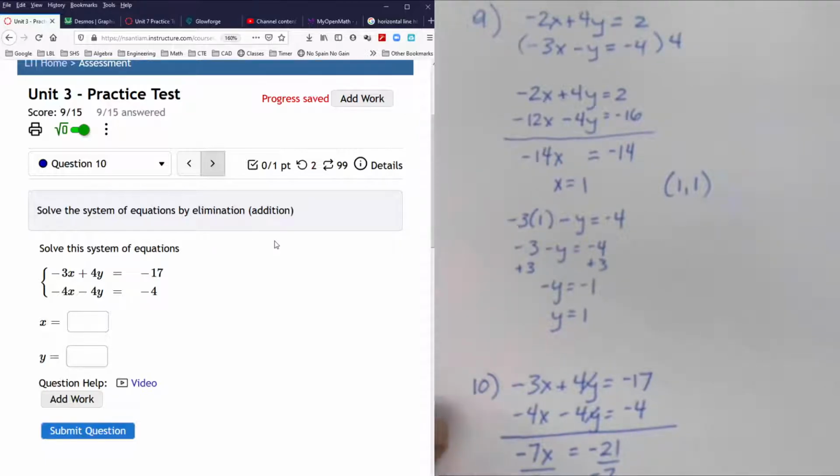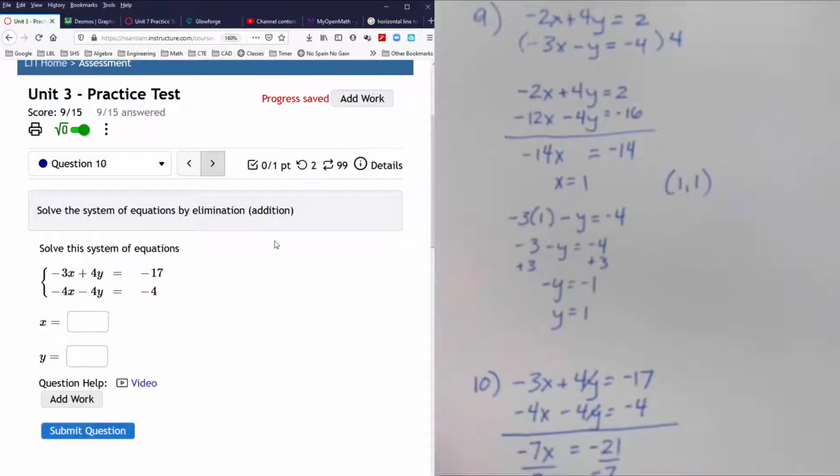And so I can take that value, plug it into any one of the other equations. I'll just go to the first one, minus 3x plus 3 times 3 plus 4 times y should be negative 17. And so I get negative 9 plus 4y is equal to negative 17. Add 9 to both sides. I get 4y is equal to negative 8. And so y has to be negative 2. So my solution there is 3, negative 2.